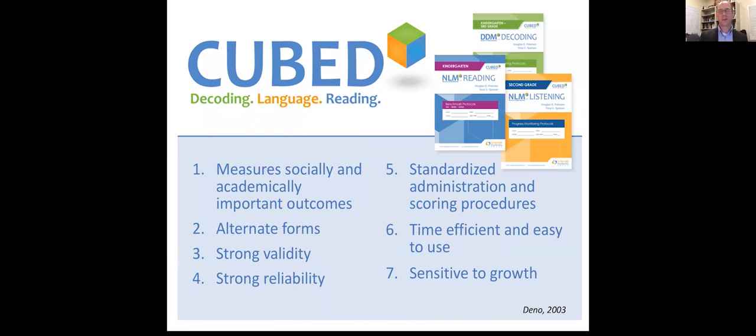So the cubed assessment is free to download. You just go to languagedynamicsgroup.com. And at languagedynamicsgroup.com, you get to sort through some graphics that are beautiful on the web page, and eventually you'll get to a cubed free download page, and that assessment is there free for you to use.